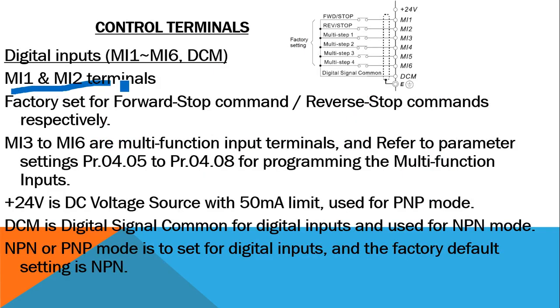MI1 and MI2 in this VFD are reserved for forward stop or reverse stop. It means if you are wiring a wire from here through a toggle switch and returning back to this terminal, that is DCM, what happens? If you close it, the motor will rotate in the forward direction. If you open it, it will stop. Similarly, this happens for reverse in MI2.